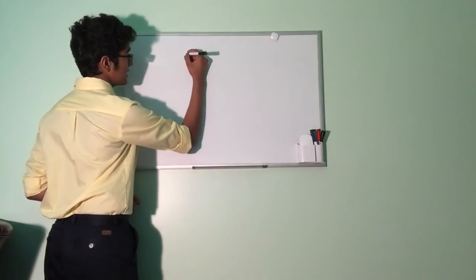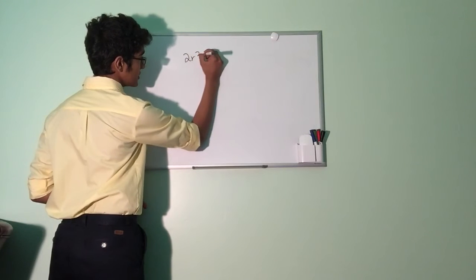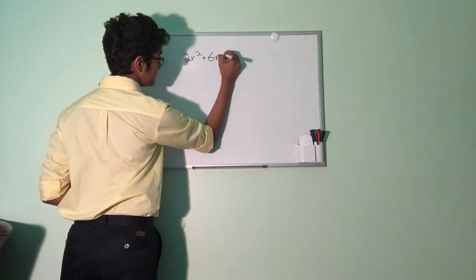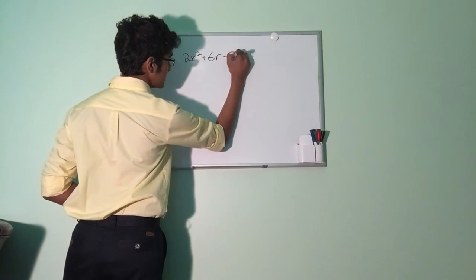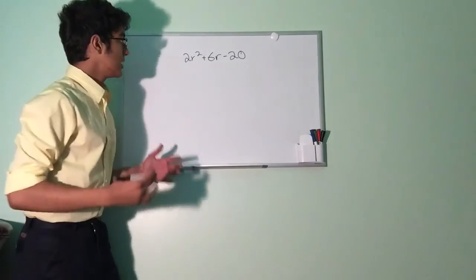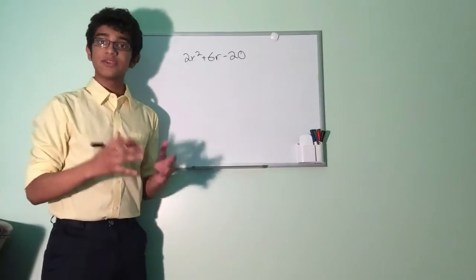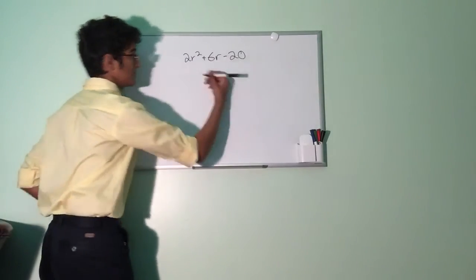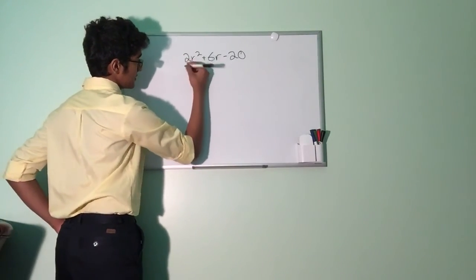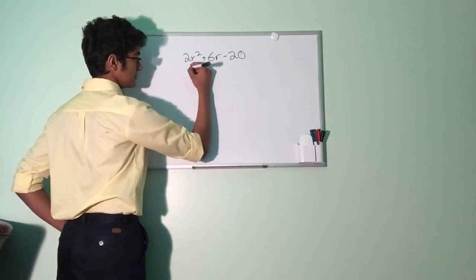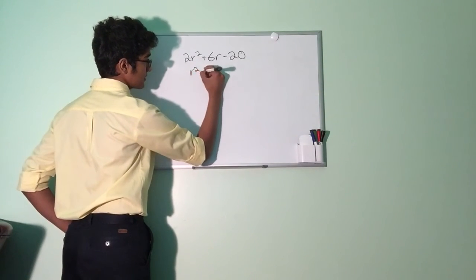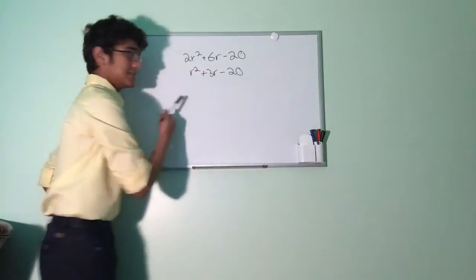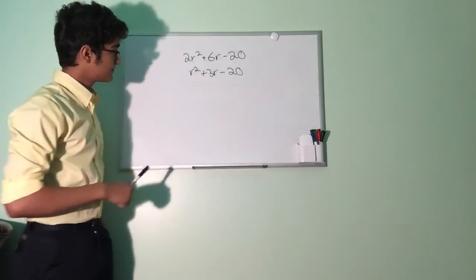So let's say we had 2r squared plus 6r minus 20. And when you have a quadratic, the first thing you do is take out the GCF. So let's take out the GCF here. The GCF would be 2. So if you take out 2 from each single term, you would be left with r squared plus 3r minus 20. And this is the quadratic that we had earlier.